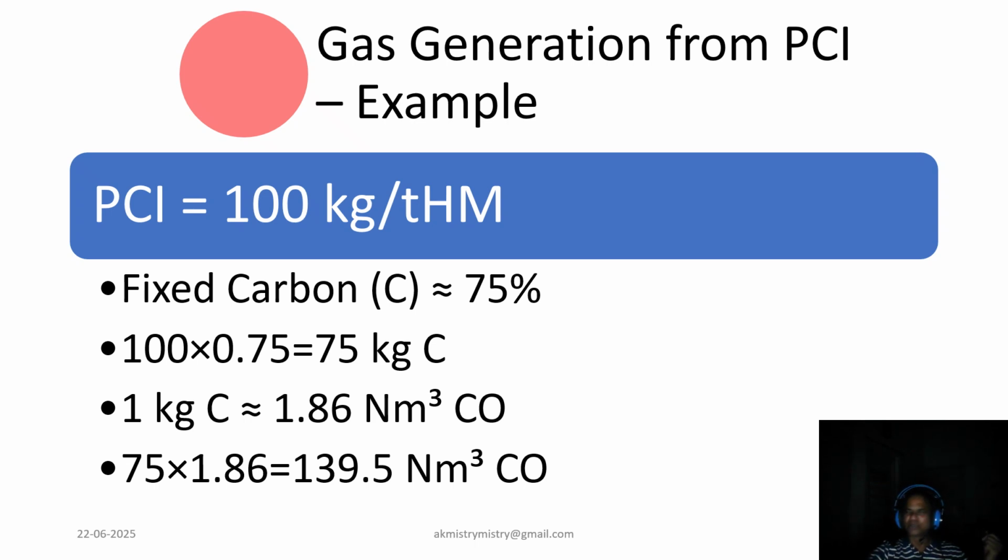So let's begin with the coal. If you inject 100 kg PCI per ton of hot metal, assume 75% fixed carbon, then we can come across what sort of carbon is available there. So this is getting calculated. When carbon reacts with oxygen, it produces carbon monoxide. It uses a standard of 1.86 normal meter cube carbon monoxide per kg of carbon. So multiply that out and we will get 139.5 normal meter cube of carbon monoxide gas per ton.